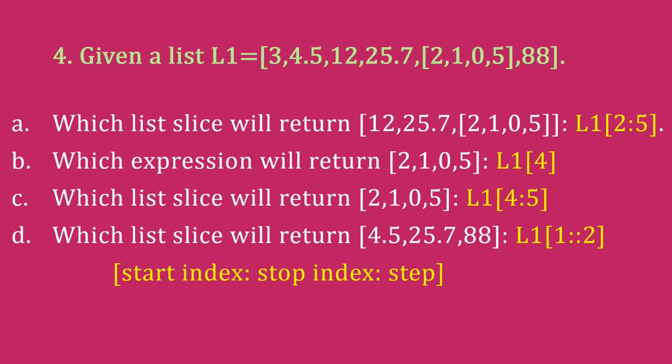Next, which expression will return 2105? As you know, this is a nested list which is present at index number 4. So you just have to write L1 within square brackets 4. So this will access these values.